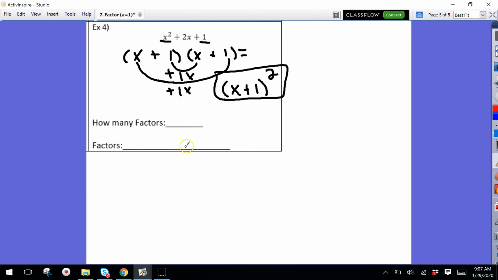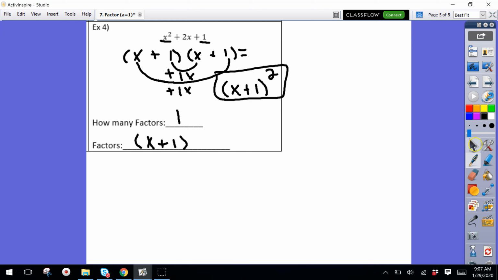So how many factors do I have? You've got to be careful. There's actually just one factor. It just happens twice. So there's one factor, and the factor is x plus 1. I just want you guys to keep in mind that if you get the same two factors, we would condense it and put this squared on it, because that's what's happening. That's the way that we would simplify it.